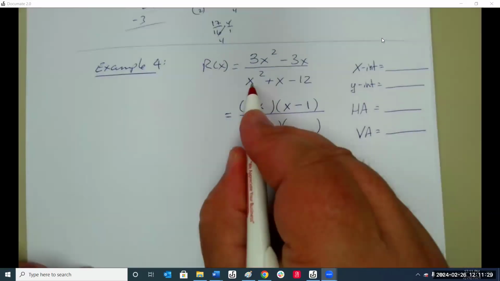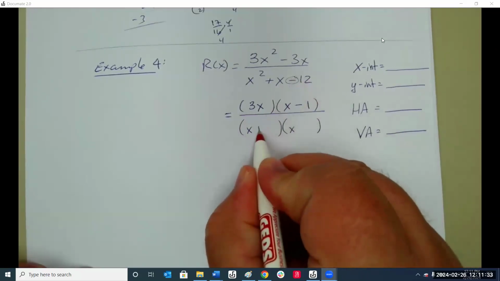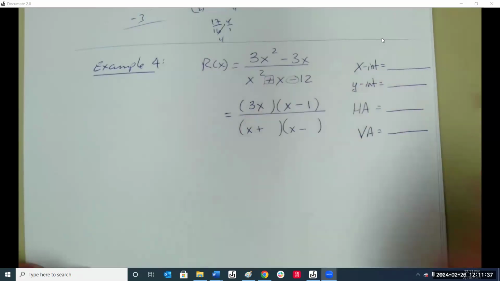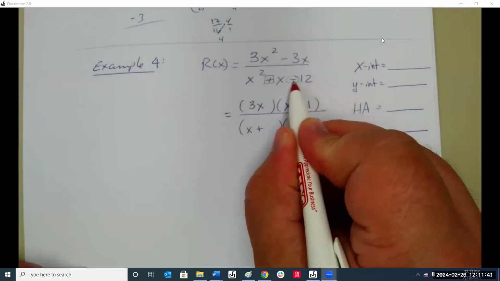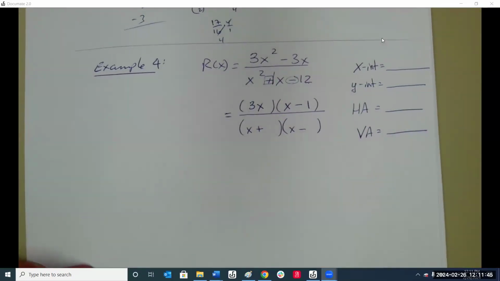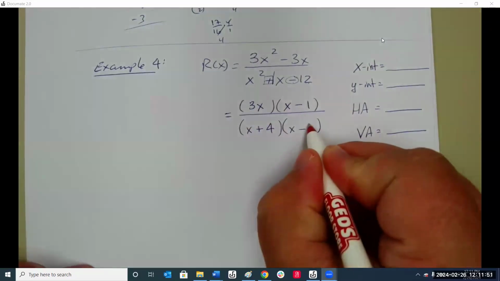The bottom one, since it's a negative, that means the signs are different, and the bigger number gets the plus. So what times what is 12, and when you subtract them, you get 1? 4 and 3, yeah. So the positive gets the 4.